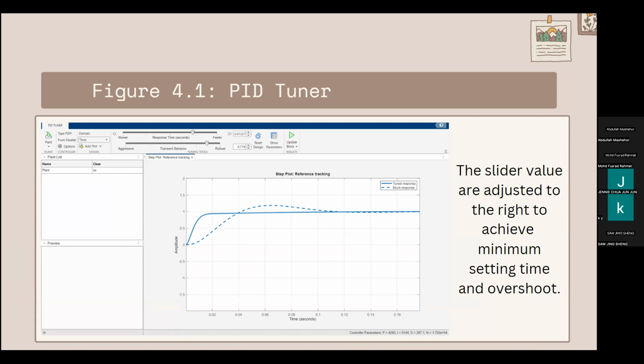The slider values are adjusted to the right to achieve the minimum settling time and overshoot. You can see the dashed line is the response before the tuning, while the straight line is after the tuning. So next slide.